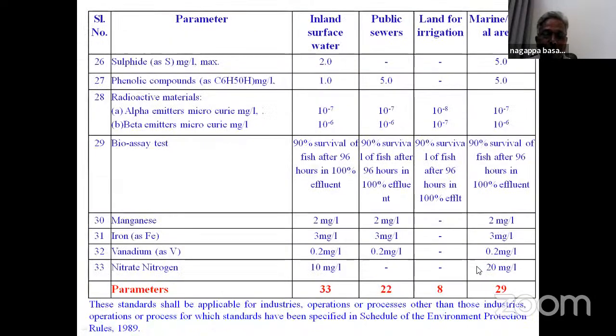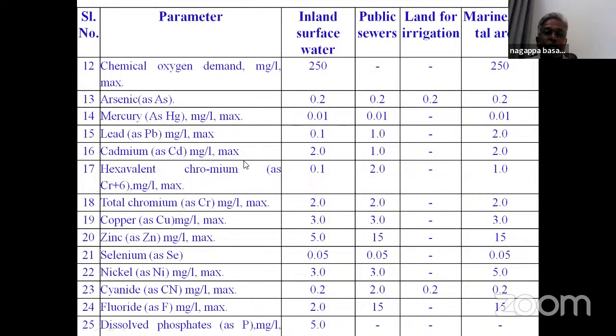Finally, for inland surface water, 33 parameters we have to analyze. For public sewers, 22 parameters. Land for irrigation, 8 parameters; these important 8 parameters we have to analyze. Marine, 29 parameters as per EP Rules 1989. For the industries, this is not applicable to surface water or groundwater.